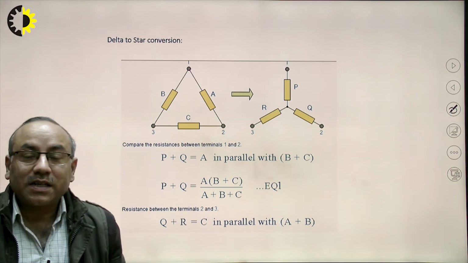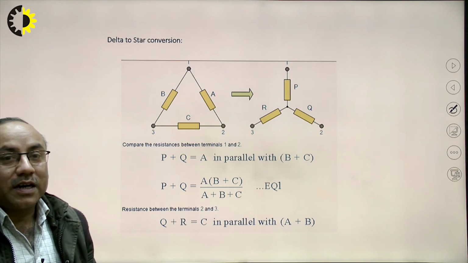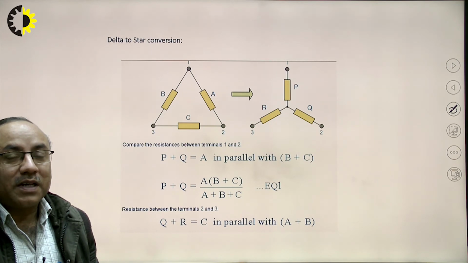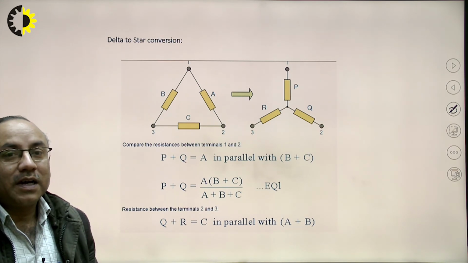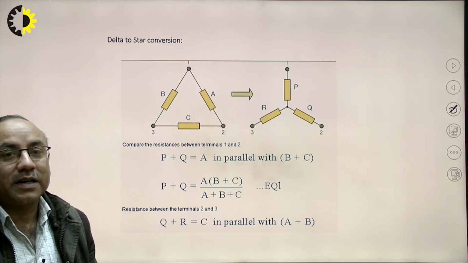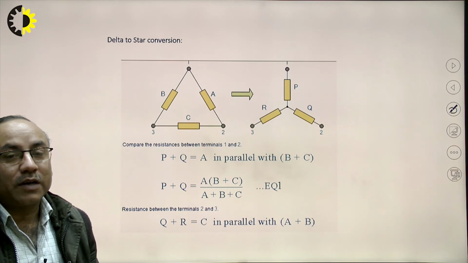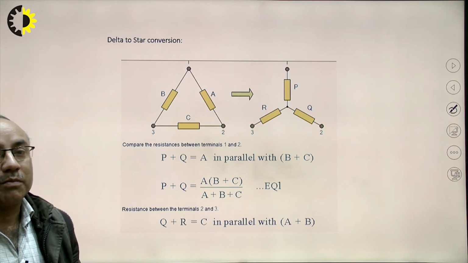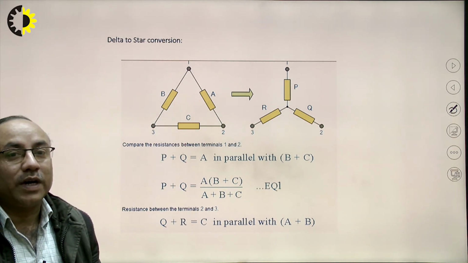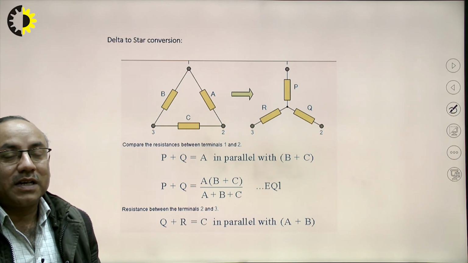In the star connection, the three elements are connected in star. So, there is one common terminal on which all three elements are connected, and the remaining three terminals are the free terminals. Like in the diagram on the right-hand side, the three resistances P, Q and R are connected in star at one common terminal. That common terminal is known as the star point or neutral point of the star connection, and the remaining three terminals are terminal numbers 1, 2 and 3. So, that is about what delta connection and star connection are.